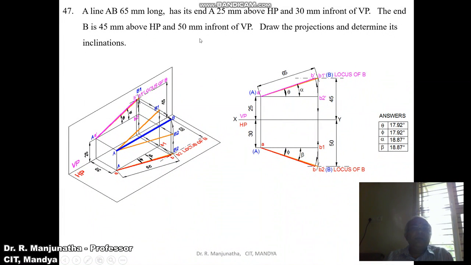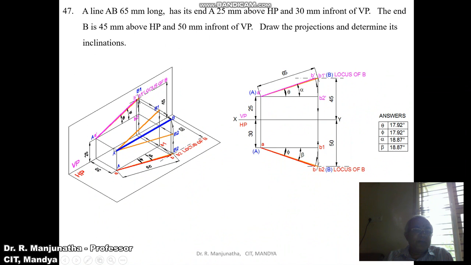So as we see, this problem has its end A 25 mm above HP. When you look from the front view, we can see the distance above HP. When it is projected, that will fall on the vertical plane. You are going to see the distance in VP. It is 25 mm above HP and 30 mm in front of VP.